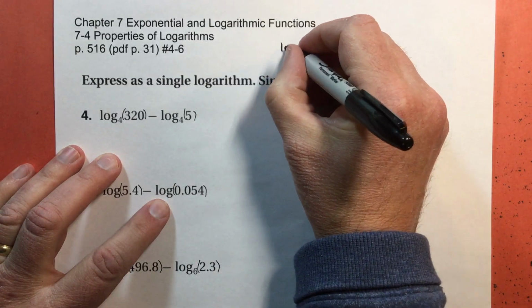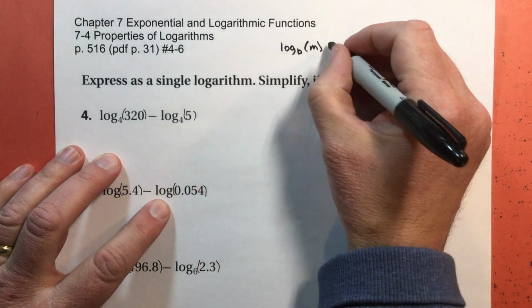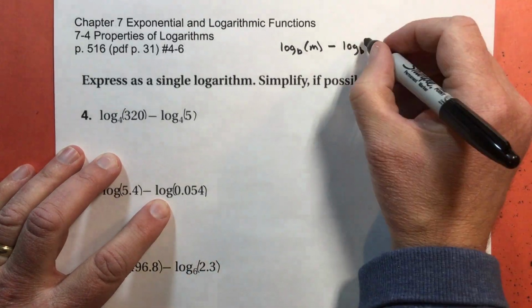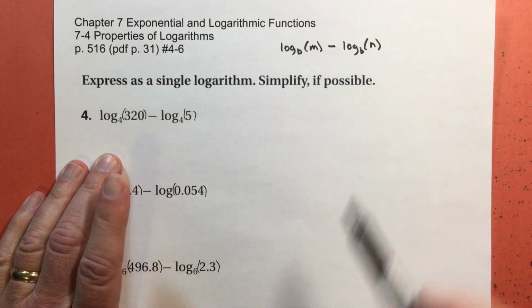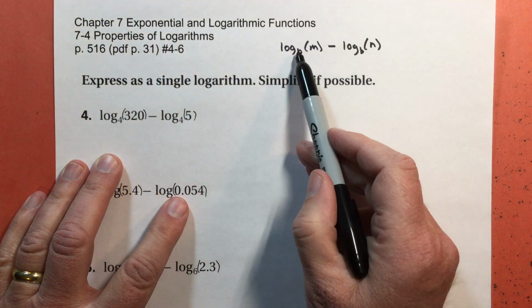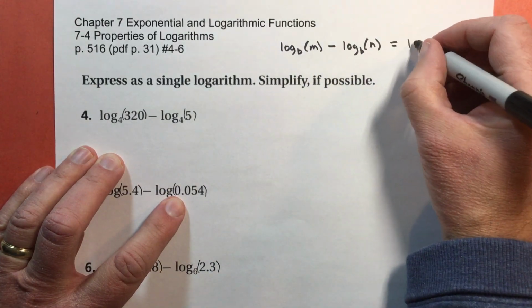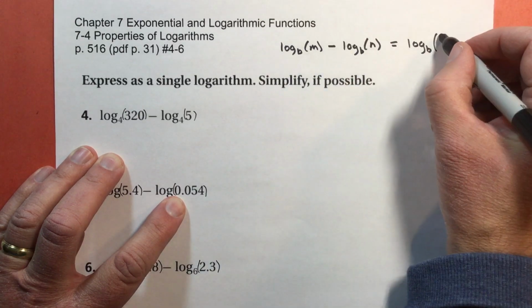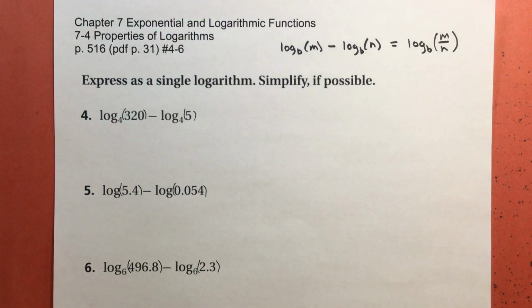So if I have a logarithm with a base of some number, and I'm going to subtract a logarithm that has the same base, so same logarithm, of a different number, the m and the n could be the same, that doesn't really matter, but the base of the logarithms, those have to be the same. This can be simplified to the logarithm with the common base of that m divided by that n. So now I'm going to divide. Last time I multiplied, this time I'm going to divide.